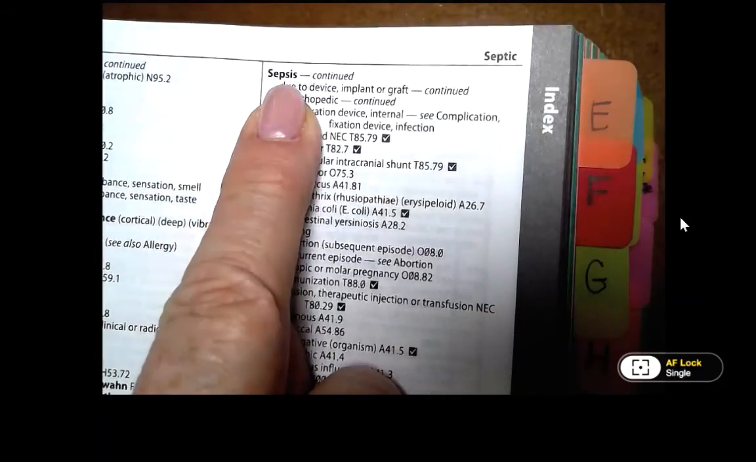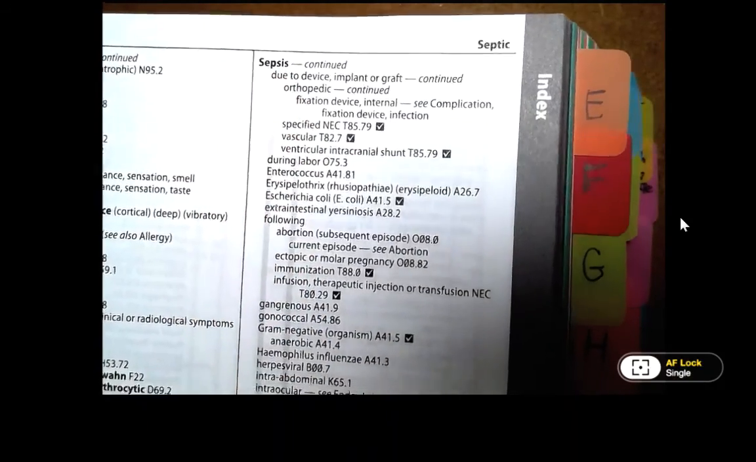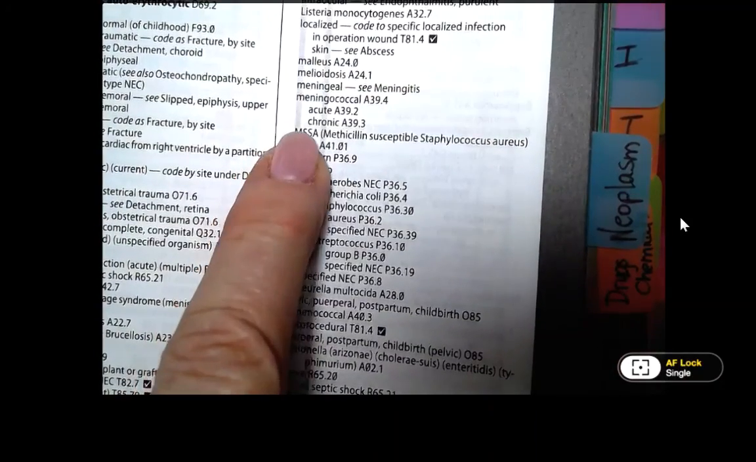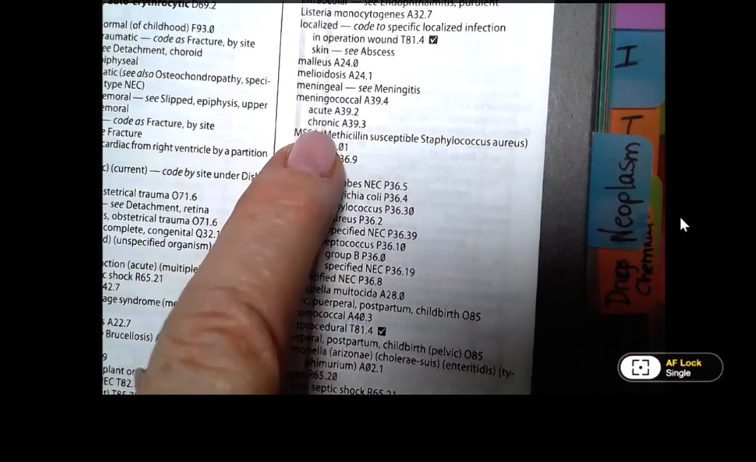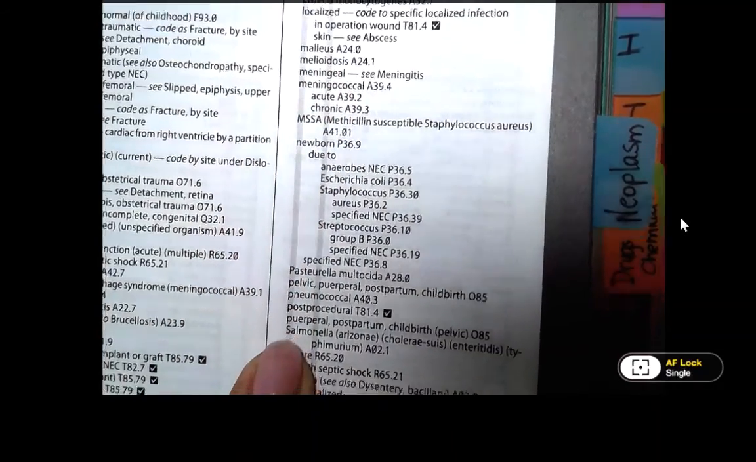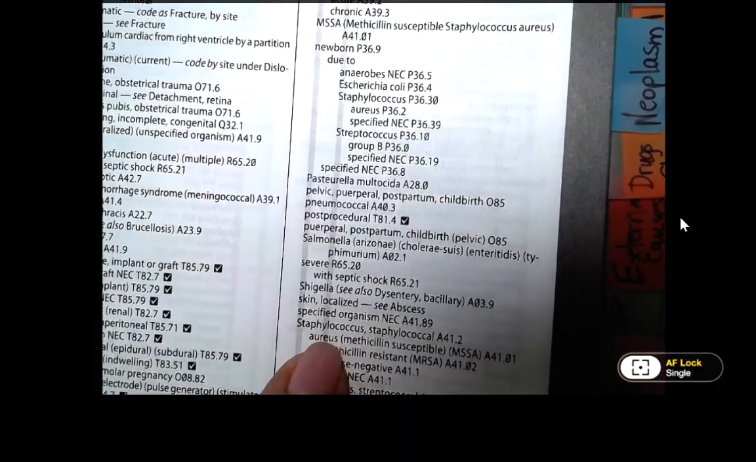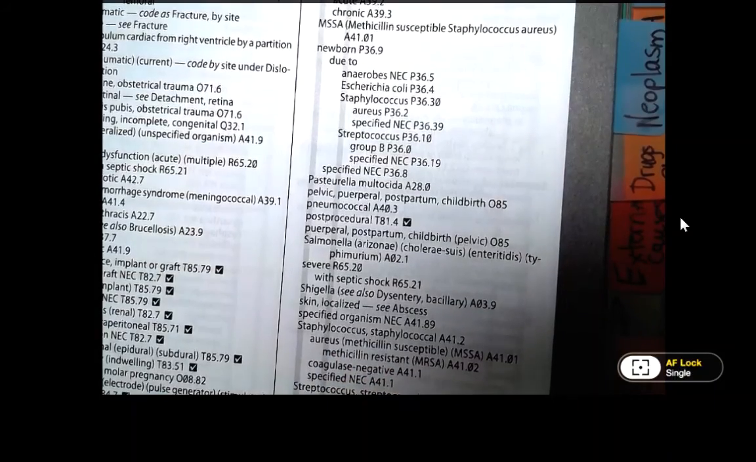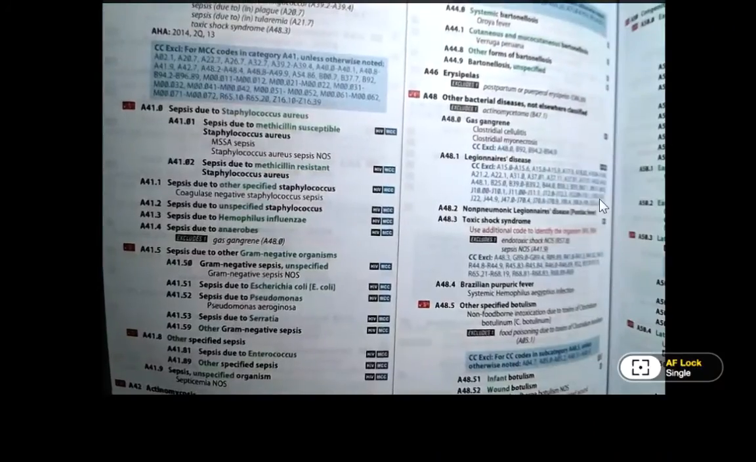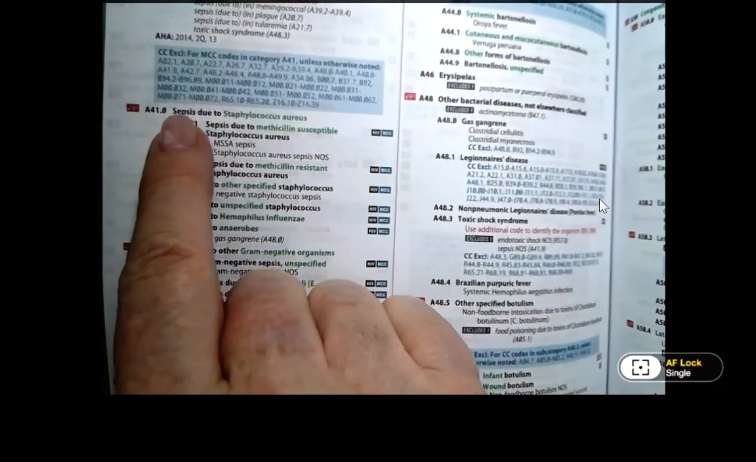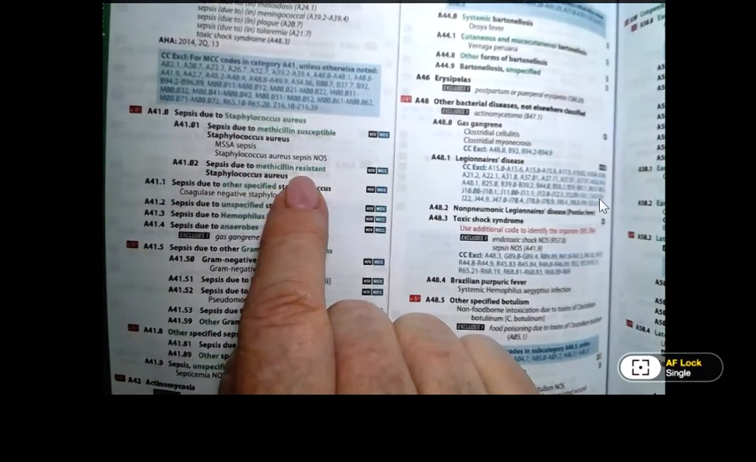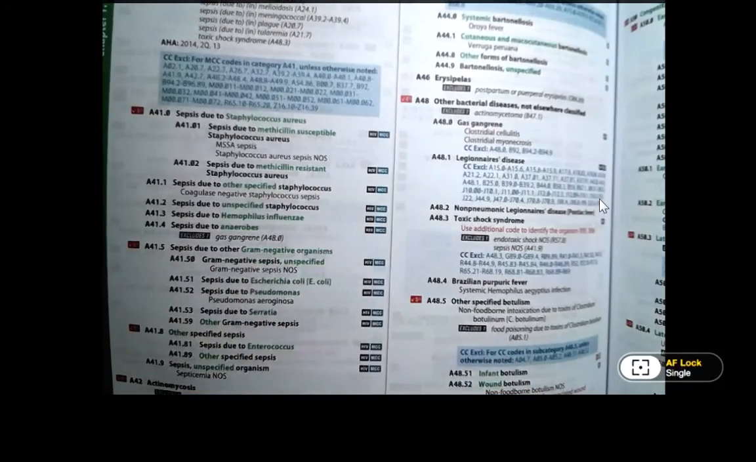So in our alphabetical index, we're under sepsis, and we're looking for Staphylococcus. And what's interesting, isn't it, they have the MSSA up here, but not the MRSA. So we just keep looking down because we want Staphylococcus. Staphylococcus aureus, methicillin-susceptible. Don't want that. Methicillin-resistant, A41.02. That's the one we want. And when we get to the tabular, here we go, A41.02, sepsis due to methicillin-resistant Staphylococcus aureus. So that is that diagnosis.